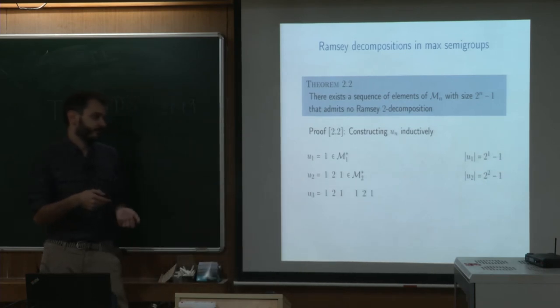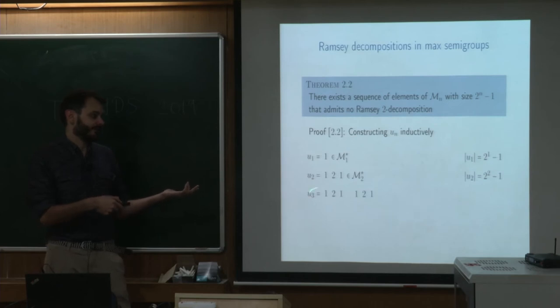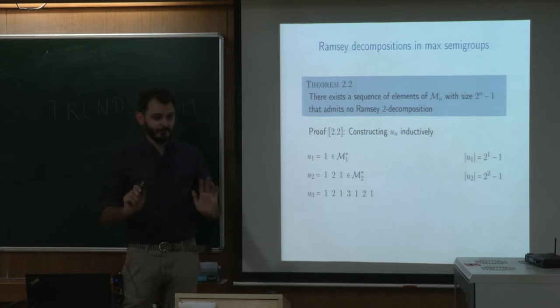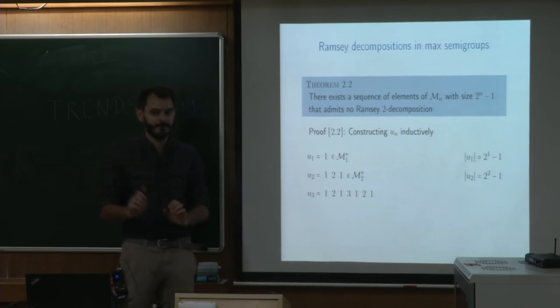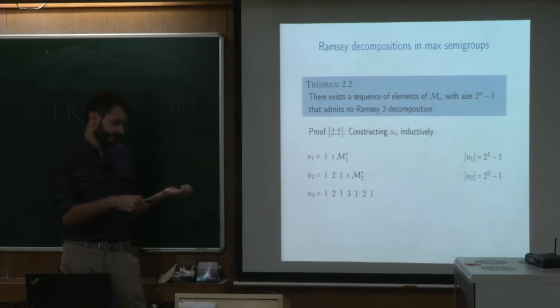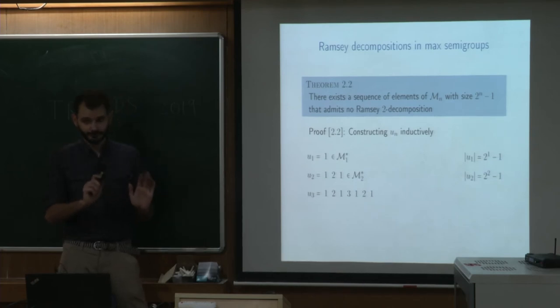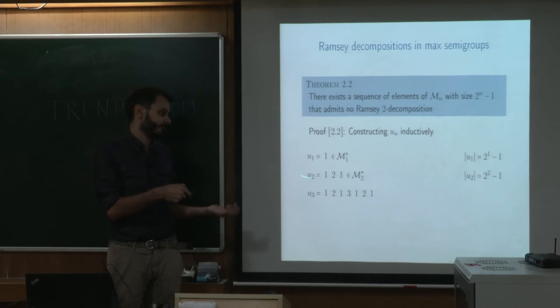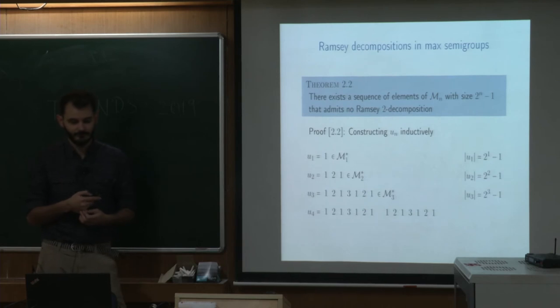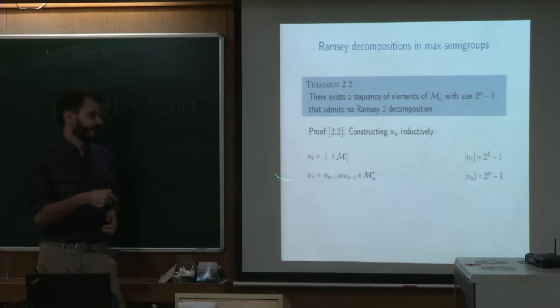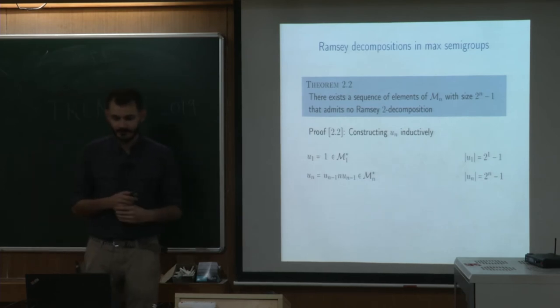And the idea is the same for the rest. For U3, I take two copies of U2, and I put a 3 in the middle. Once again, 3 cannot be in both factors. So either the two factors are to the left of the 3, or the two factors are to the right of the 3. And as we just proved, it's not possible to have two consecutive idempotent factors in this word. So this has no Ramsey 2 decomposition, and so on. OK? So in general, we construct Un by putting one copy of n in the middle of two copies of Un minus 1.